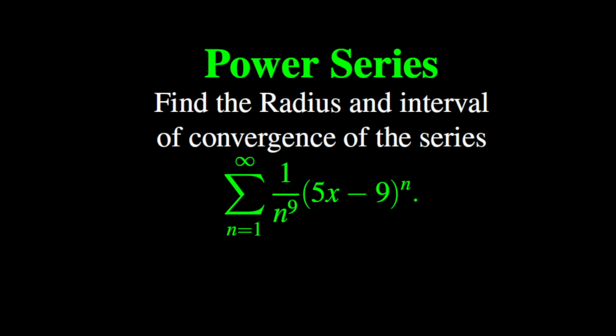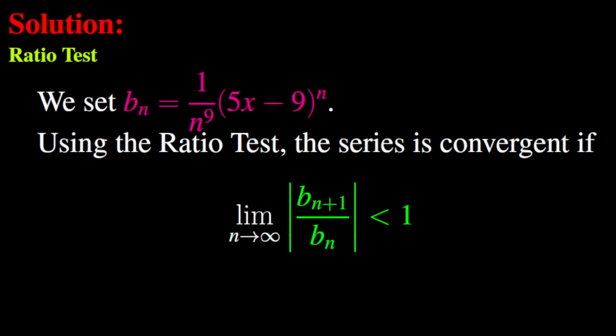In this problem, we will study the convergence of the power series with terms 1 over n to the power 9 times (5x minus 9) to the power n. We will precisely determine the radius and the interval of convergence of this series. We define the sequence Bn as 1 over n to the power 9 times (5x minus 9) to the power n.